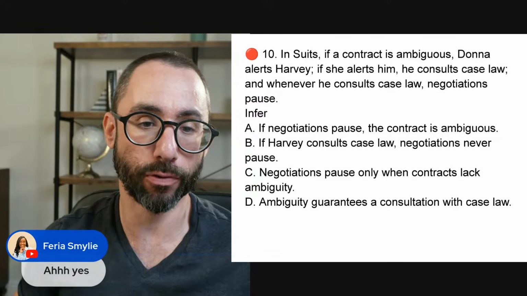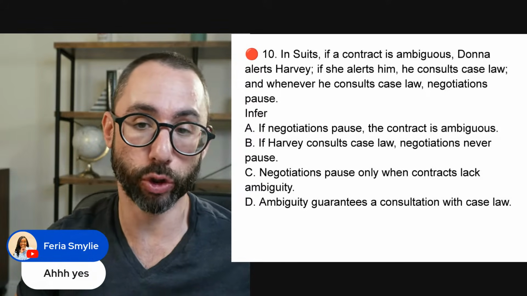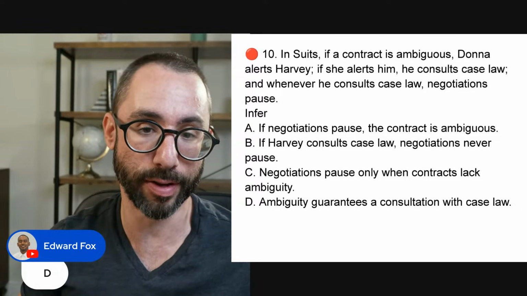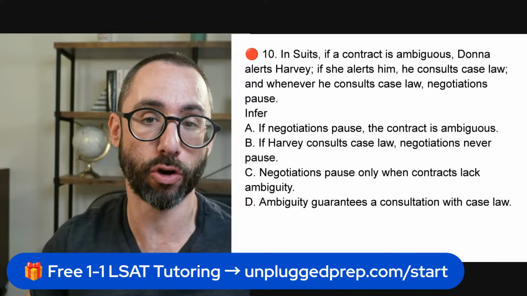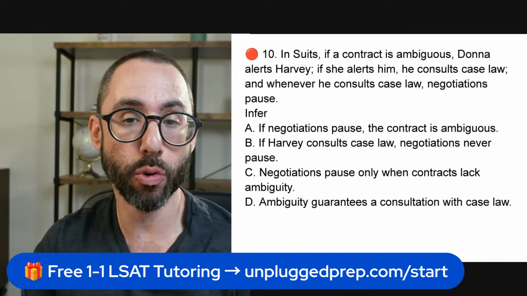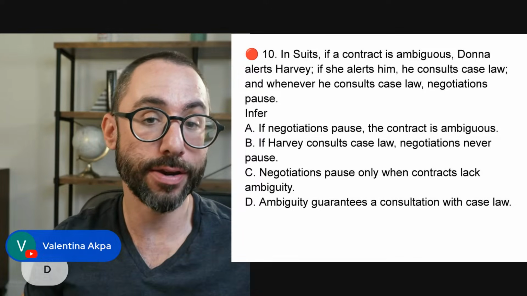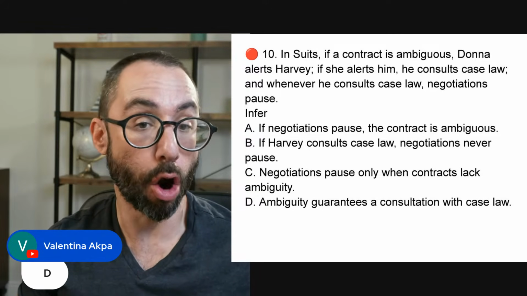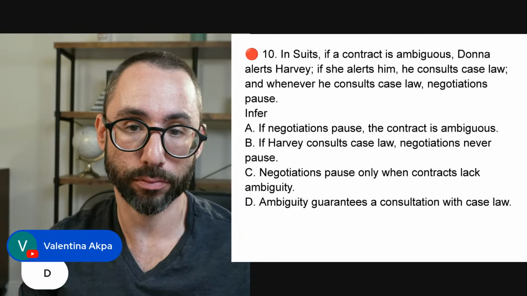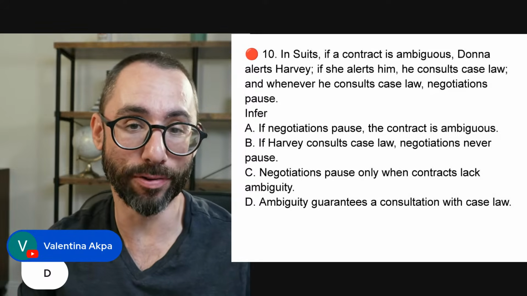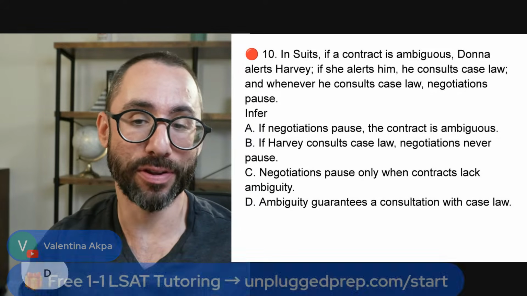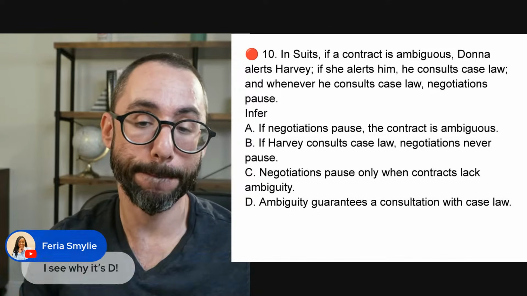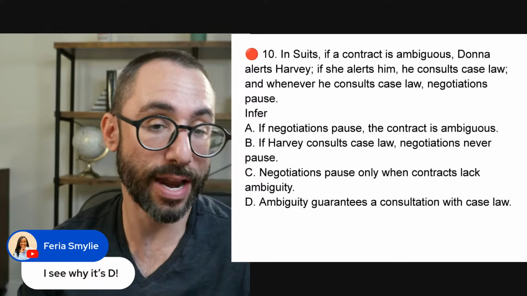I see a couple folks here dropping in another answer choice, choice D. Zuli says D, Denisha says D, Edward says D. And in fact, choice D is correct because ambiguity kicks off the conditional chain and it leads to Harvey consulting case law. They could have gone further and said ambiguity guarantees negotiations pausing. They didn't carry it all the way through, but they don't have to. They can end it a little bit earlier.